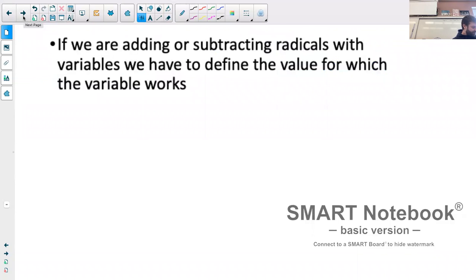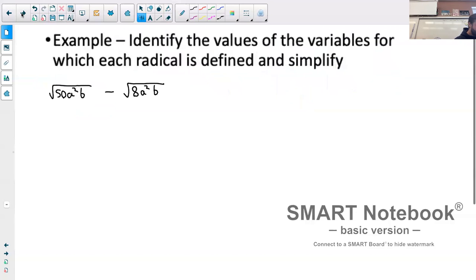Now, if we're adding or subtracting radicals with variables, we also have to define a value for which the variable works, because once again, we cannot have a negative value in an even indexed root. So for example, identify the values of the variables for which each radical is defined and simplified.